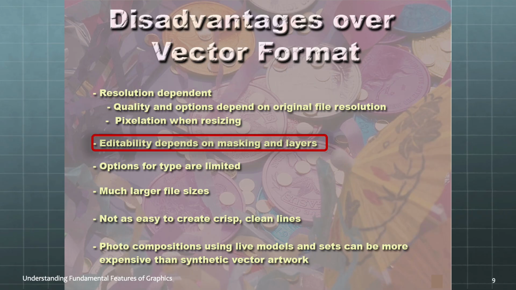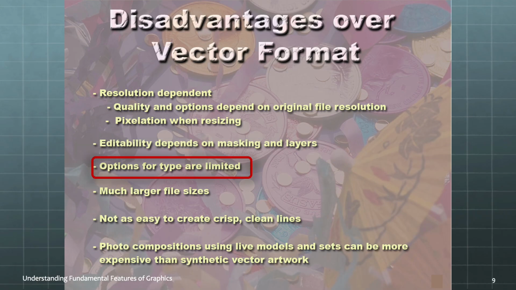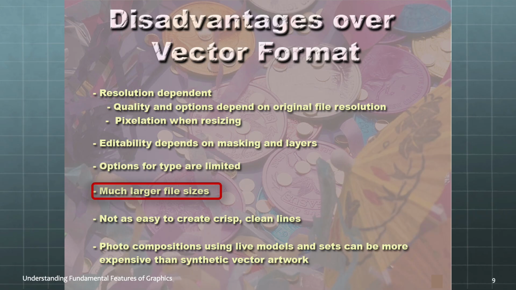The editability of a raster file depends on masking out backgrounds from foregrounds and putting these in separate layers. This is a time-consuming and awkward process. In the vector world, each element in the image is inherently separate and can be manipulated separately right out of the starting gate. The options for manipulating type are more limited in raster graphics tools. This is primarily because type characters themselves are vector objects and can be more easily manipulated as such.